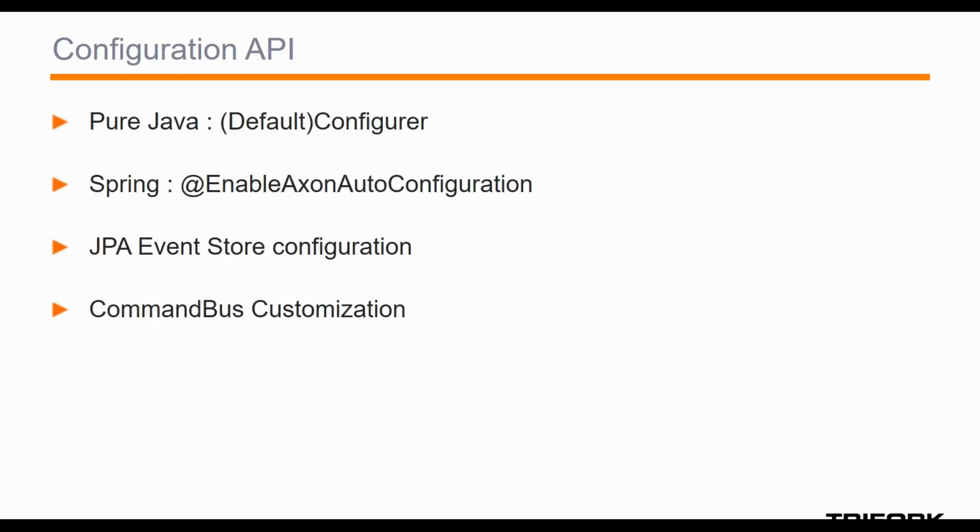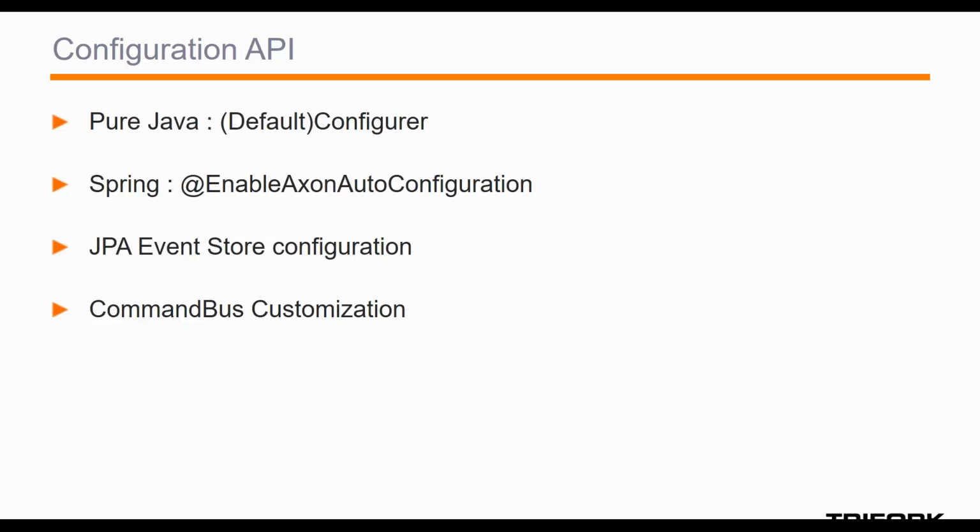And lastly, but probably the biggest change since Axon 2, is the configuration API, which I've demonstrated in pure Java using the default configurer, or in Spring using the EnableAxon auto configuration annotation, which gives me the basic components that become available in the Spring context, and the Spring context allows me to define custom components or custom configuration items that I want Axon to pick up.